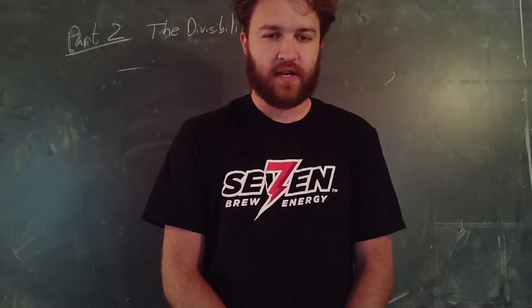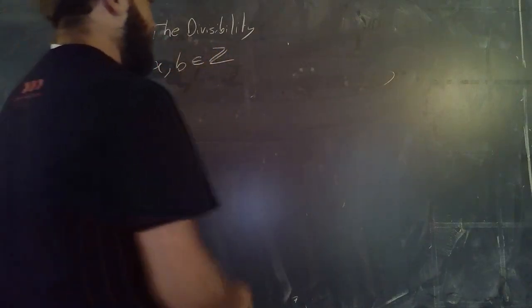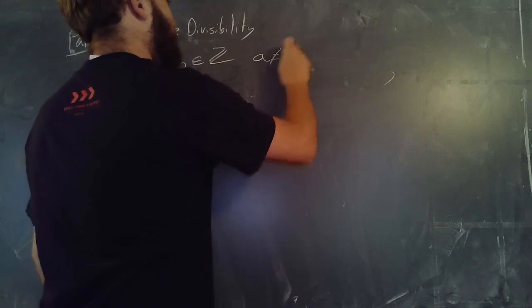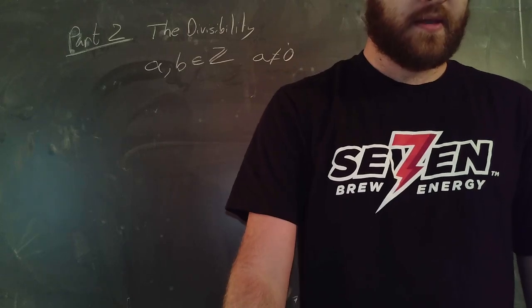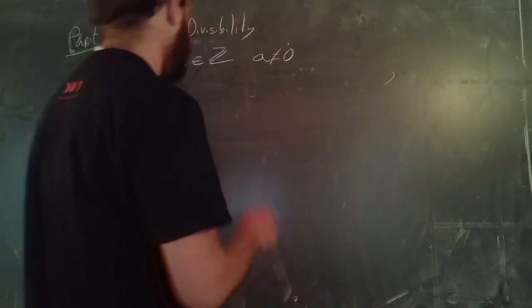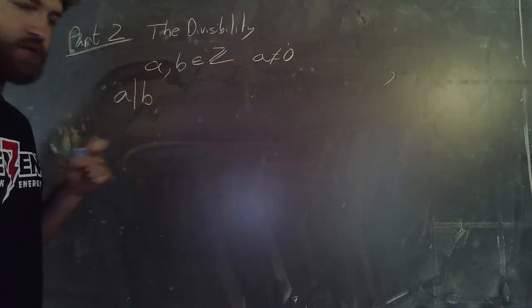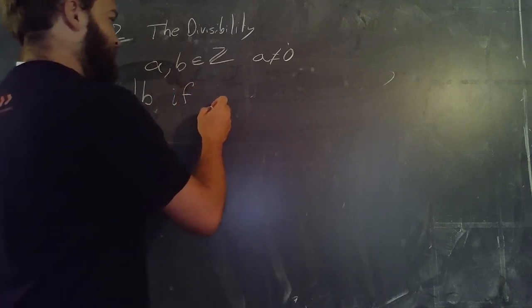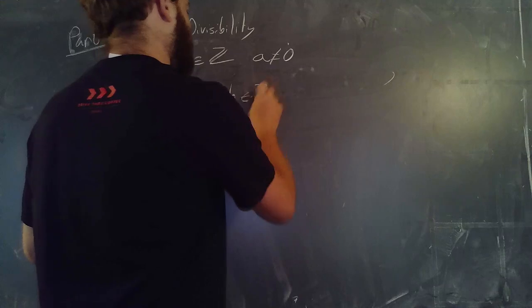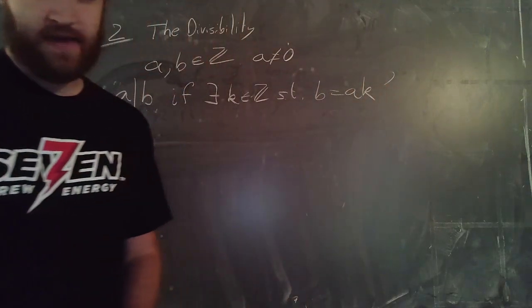First off, we need to establish a definition of what we mean by divisibility. Suppose that we have two integers, a and b, and furthermore, we need to state that a does not equal 0 for the purposes of this definition. Now, we can say that a divides b, which we denote with this vertical bar in between the two, that's a | b, if we can find some integer k so that b is equal to a times k.